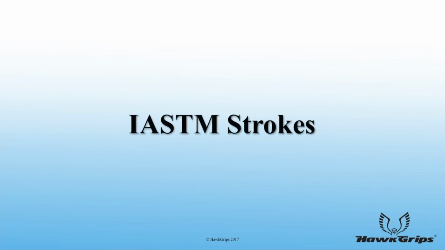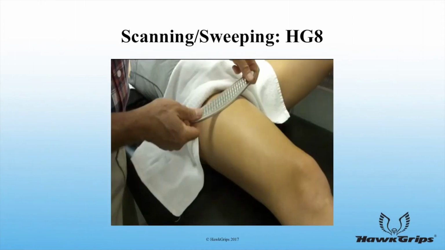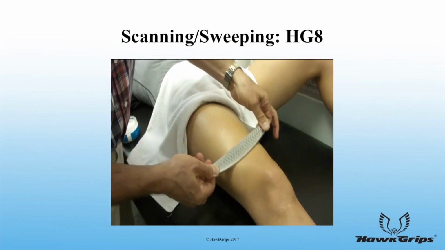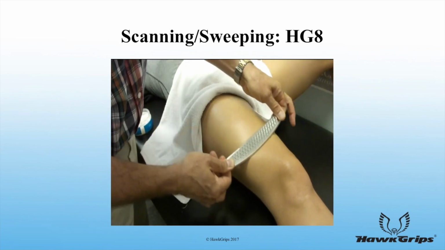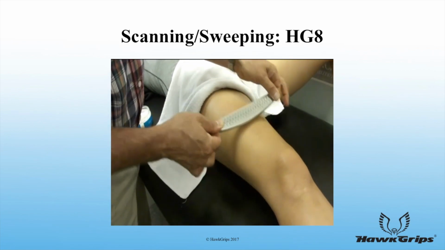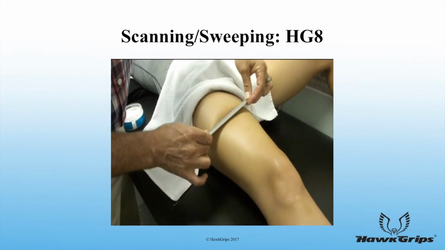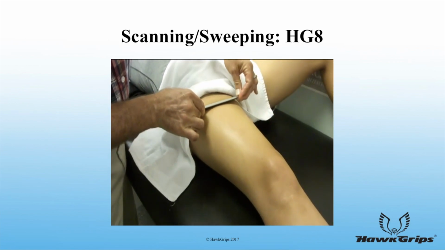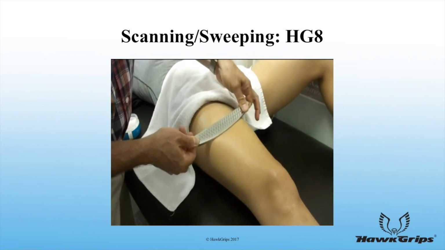We will now take a closer look at the various IASTM strokes. The first stroke typically used with patients is the scanning or sweeping stroke. Here, the clinician is utilizing the HG8 instrument with a two-handed grip. This broad stroke is designed to cover larger areas and help the clinician identify tissue restrictions. Typically, this stroke is passing parallel to the muscle fibers.